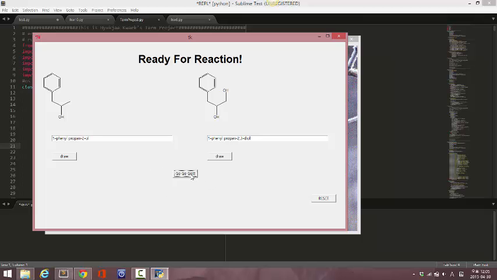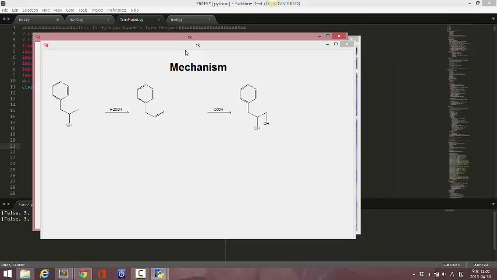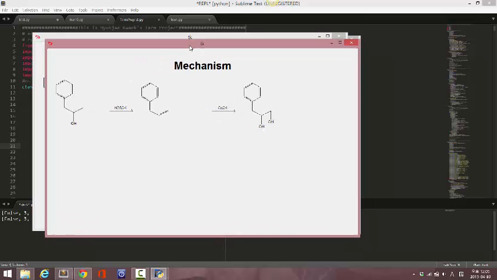So if you press go right here, it suggests you a mechanism, which is the shortest one. It would be 2 steps, and the shortest would be making the alcohol to an alkene, and then adding OsO4 to make a diol. So this would be the shortest mechanism to make the product from the reactant.